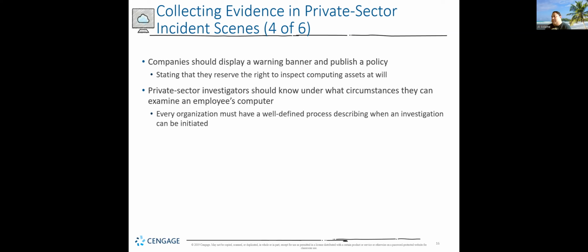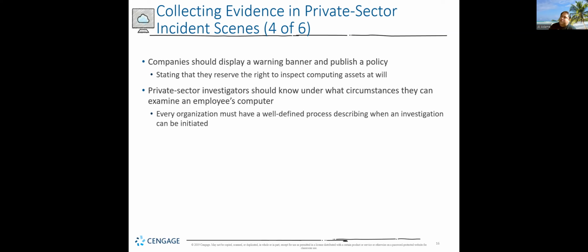More about companies. It's still private sector. We've got 2 more slides for private sector to go. Companies should display a warning banner and publish a policy stating that they reserve the right to inspect computing assets as well. That's usually something you sign in the form of documentation, a cybersecurity agreement or technology agreement. It's in there. Yeah, they will have a pop-up on the network, like the government one I showed a while ago, but it'll say, Monsanto, Acme Corporation. I use Acme because it's general. Acme General, you agree to this, this, and this, blah, blah, blah, click OK. I guarantee you a lot of people will just click OK and not even read it.